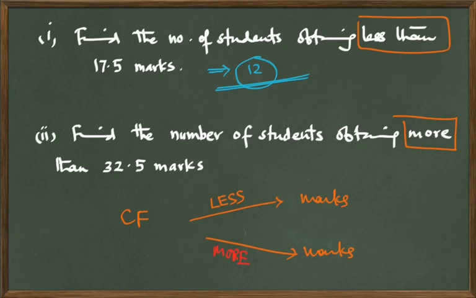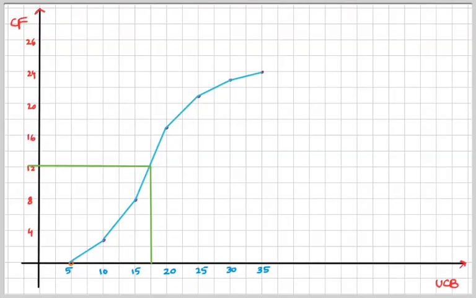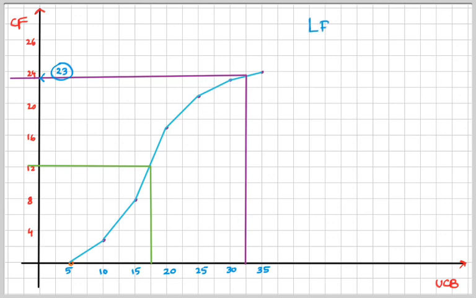That thing is done. Now it says obtaining more than 32.5. Now let me go to 32.5. That's like this, and go left. Let me go a bit up. So this is 32.5, I'm going left, and this is approximately 23 because I have to round it up. It's the number of students. So this is 23.